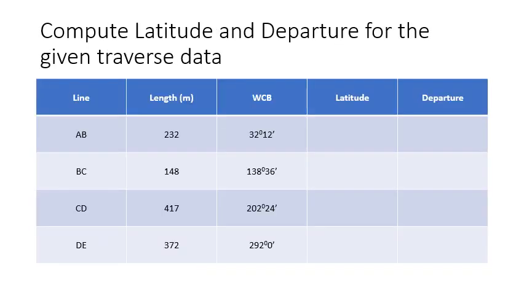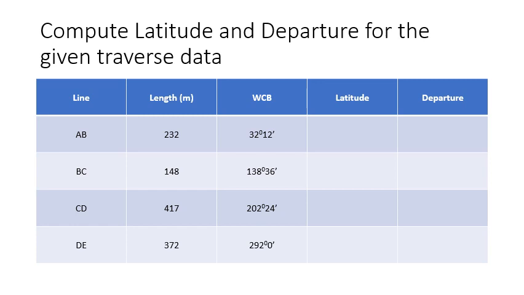So this is a problem for you to work out. We are given a set of traverse data. You see there are different lines: AB, BC, CD, DE. Going through these names of the lines, it can be understood that the survey starts with A and ends at E, some other point. So definitely it is an open traverse.